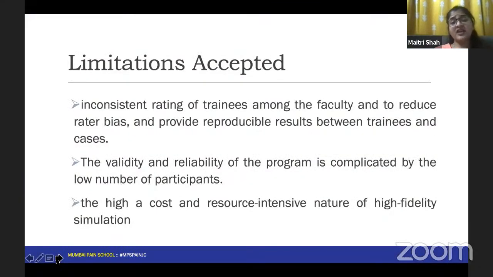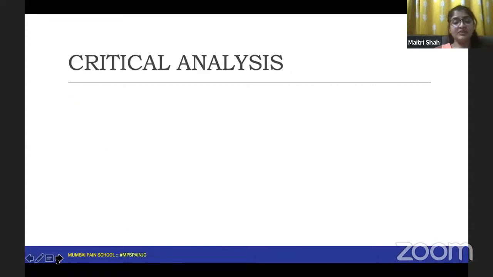The limitations accepted. First, inconsistent rating of trainees among the faculty, and the need to reduce rater bias and provide reproducible results between trainees and cases. The validity and reliability of the program is complicated by the low number of participants, that is just one batch of pain medicine fellows in one year. Also, the high cost and resource intensive nature of high-fidelity simulation.